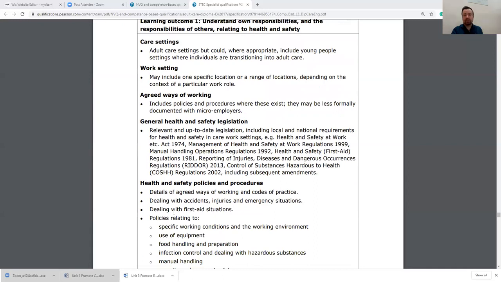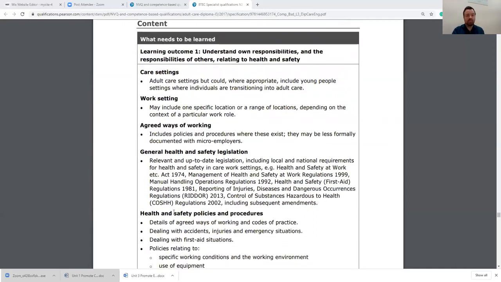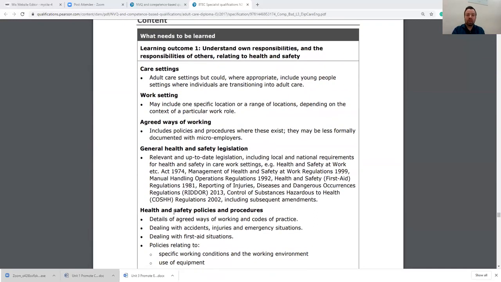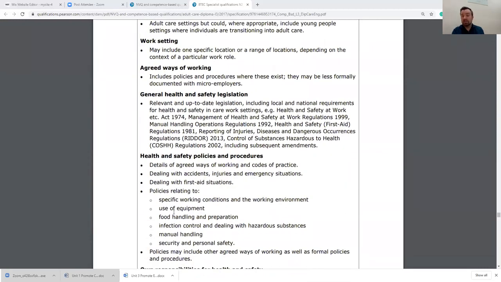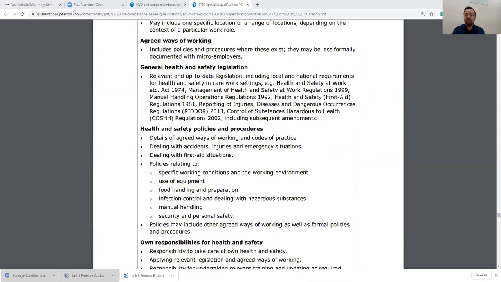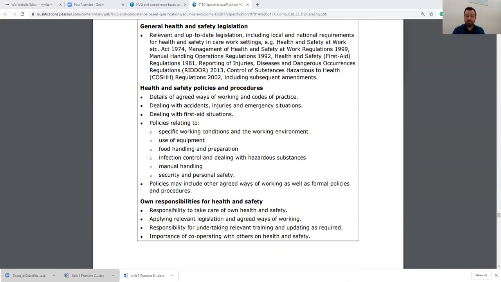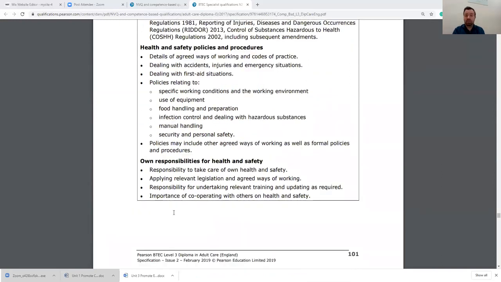So let's just run through some of the learning outcomes that we've covered. So we understand our roles and responsibilities relating to health and safety. We looked at some general health and safety legislation from Health and Safety at Work Act 1974, operating regulations, first aid regulations, RIDDOR and COSHH.